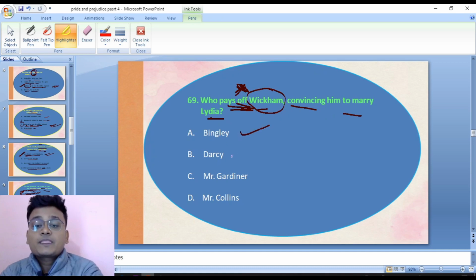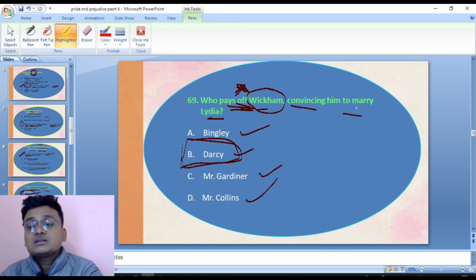Was it Bingley? Was it Darcy? Mr. Gardiner? Mr. Collins? And what was he convincing him to do? He was convincing him to marry Lydia. So who pays off Wickham? Who gave the money? So it was Darcy. Darcy pays off Wickham. Darcy gave some money and was convincing Wickham to marry Lydia. So option number B is the right answer.